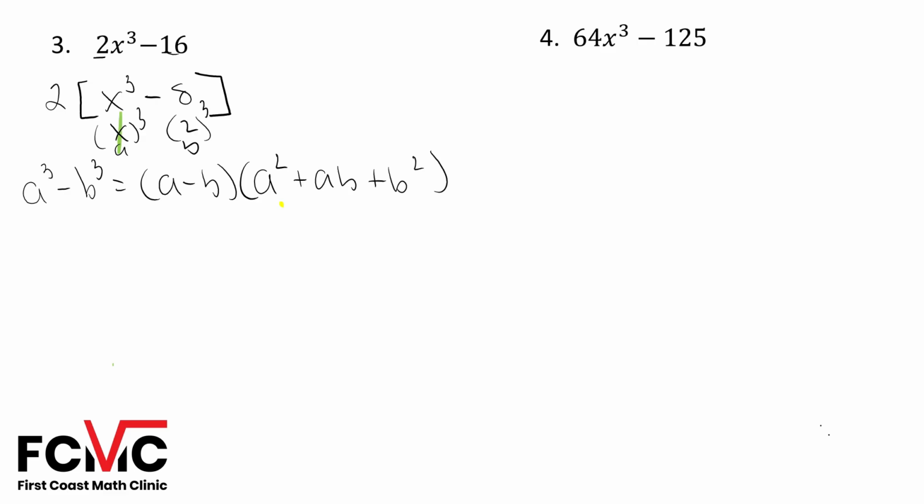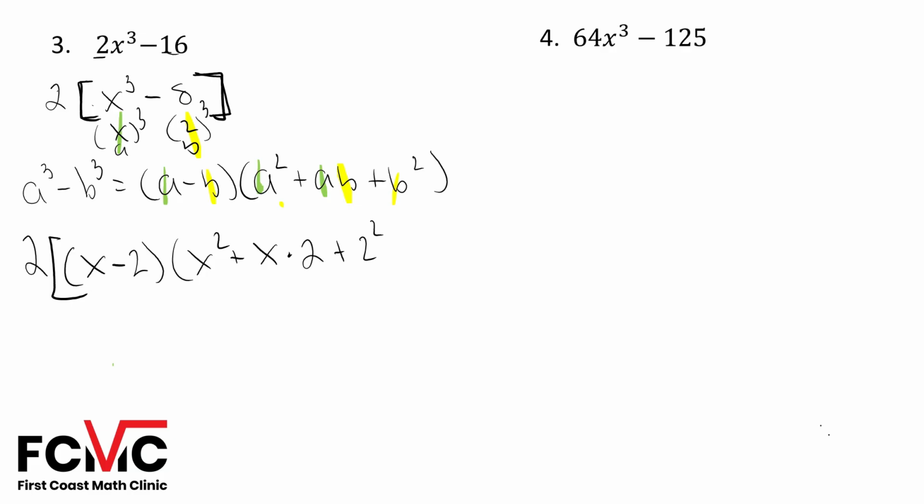So we can replace all of our a values with x. We can replace all of our b values with 2. And we want to wrap this all in that 2 that we factored out earlier. So I'm going to put that 2 here in brackets. And then in parentheses, I'm going to have x minus 2. And then x squared plus x times 2 plus 2 squared.